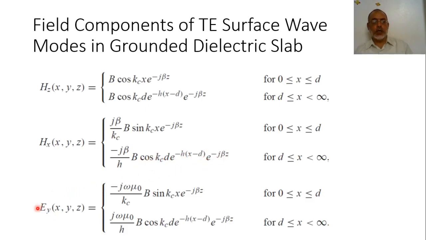In a similar way, we can obtain the transverse electric field Ey. Ey would be proportional to minus j omega mu over kc squared partial Hz by partial x. By getting the derivatives, we can obtain the magnetic field at x greater than 0 and less than d. And in a similar way, we can obtain the electric field Ey at x greater than d and less than infinity.